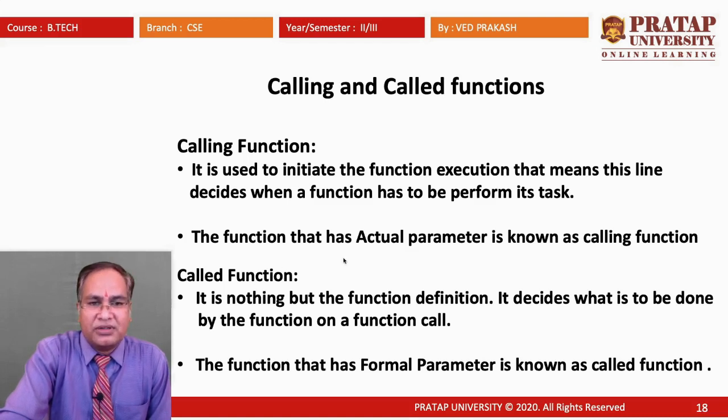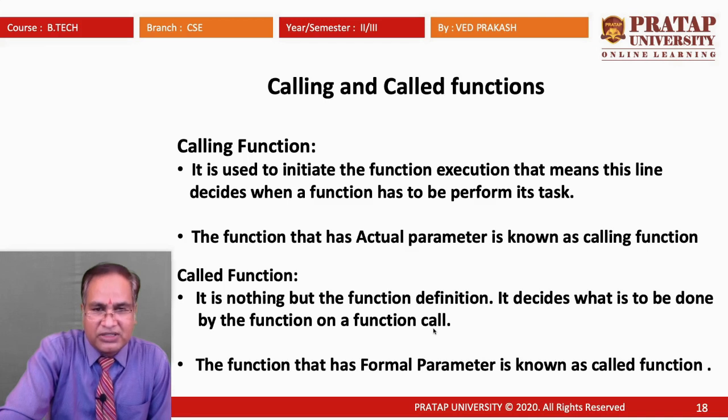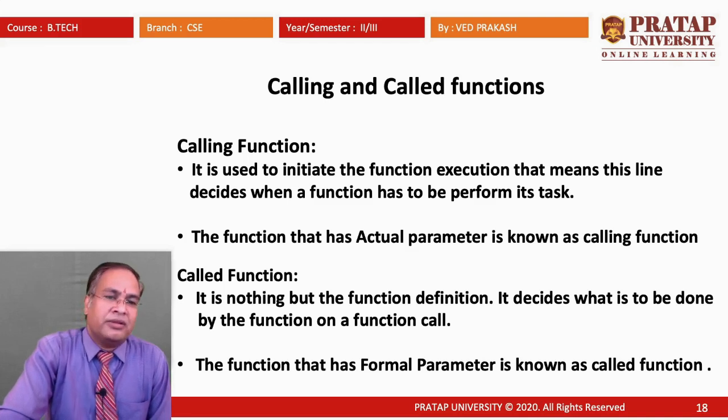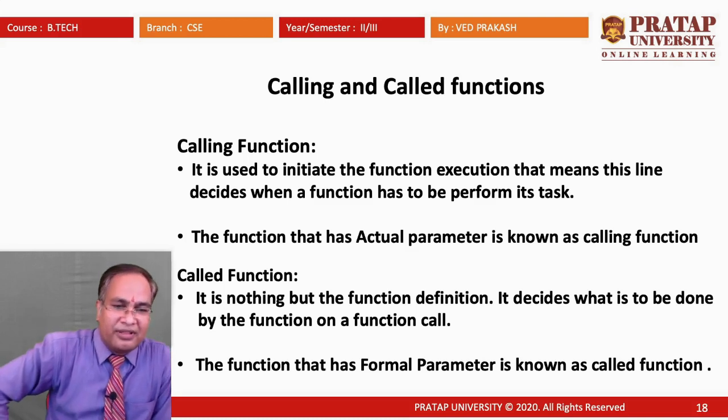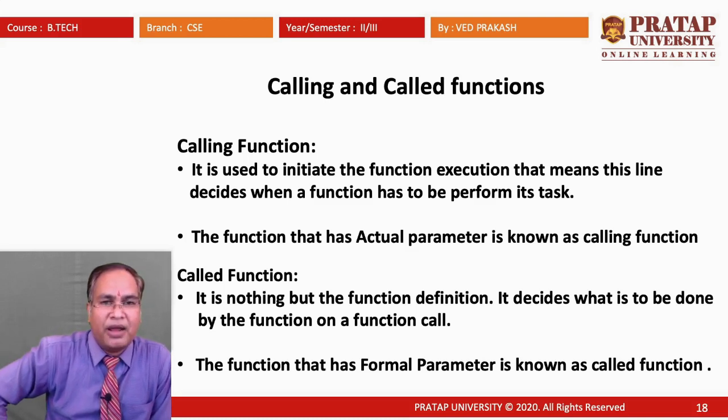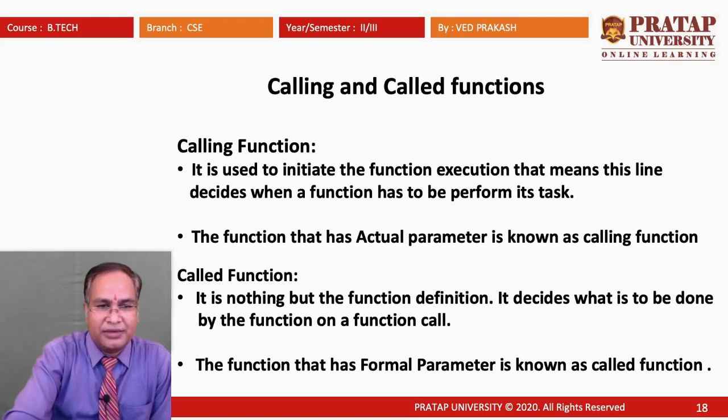Next is the called function. So what is the called function? Basically, the called function is the function definition. It decides what is to be done by the function on the function call. It means the action is basically performed in the called function, and after completing the function, the called function sends the result back to the calling function. In other words, the function that has the formal parameter is also known as a called function.